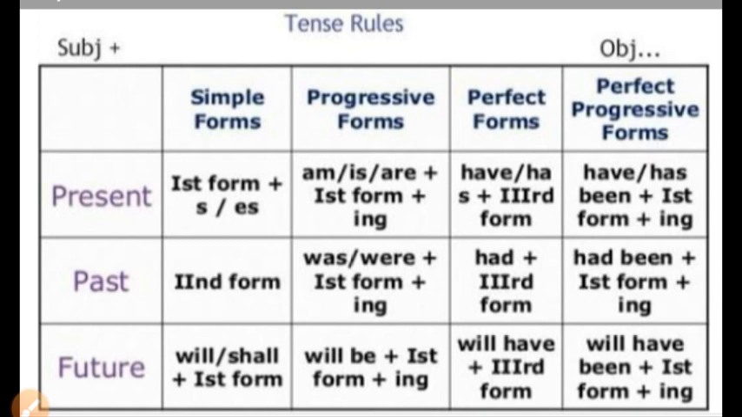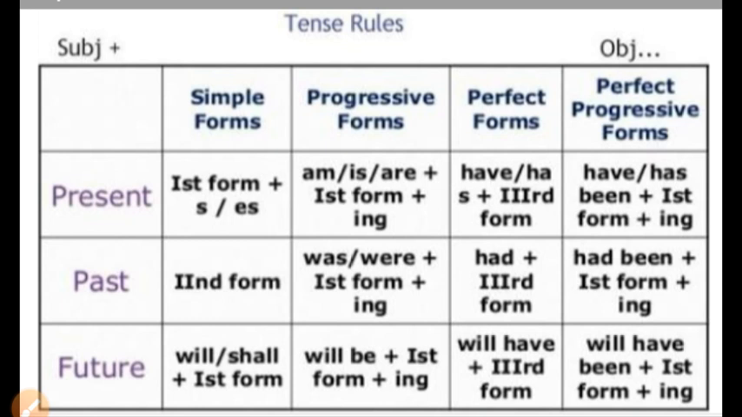Now perfect forms, present perfect means has, have plus third form of the verb. Past perfect, had plus third form of the verb. Future perfect, will have plus third form of the verb.